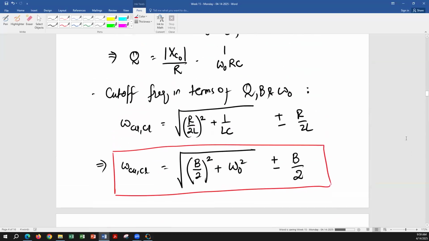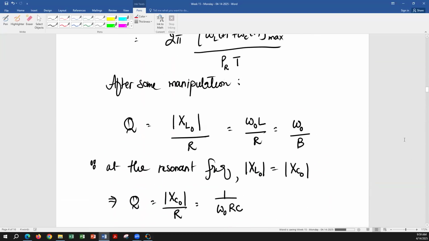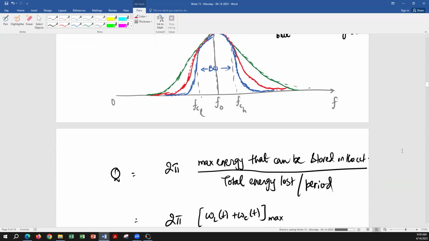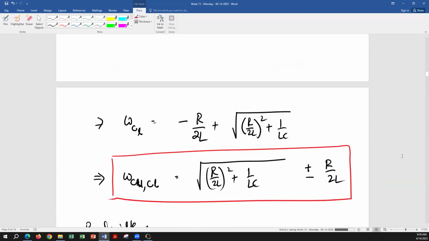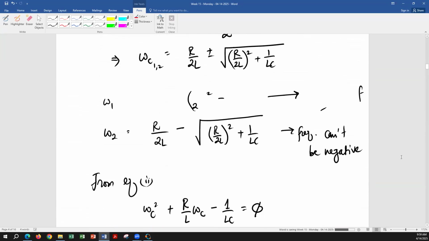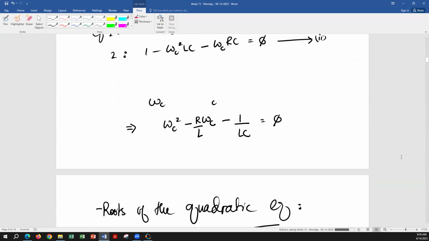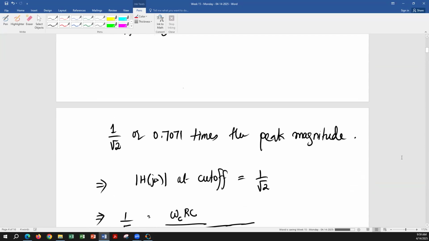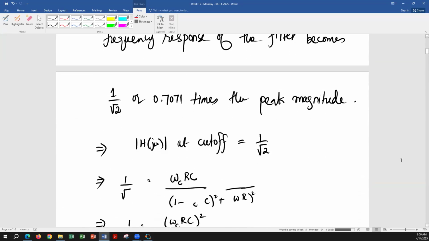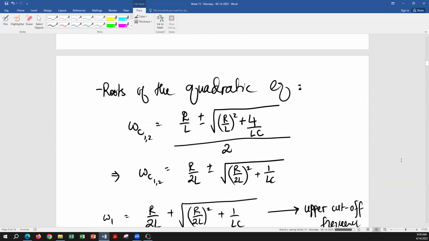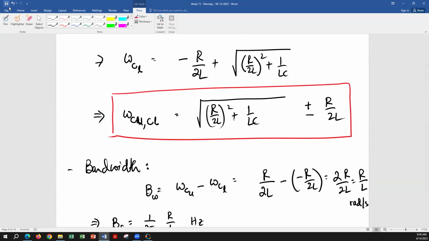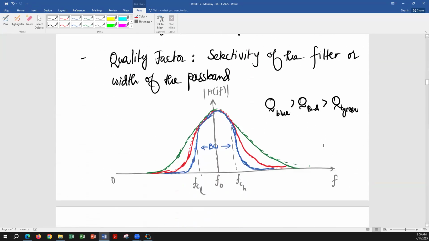So these are all the equations that relate to the series bandpass filter. Different terms, different equations, but the basic equations in terms of R, L, and C are the ones that are important. Now let's go ahead and work on a problem.